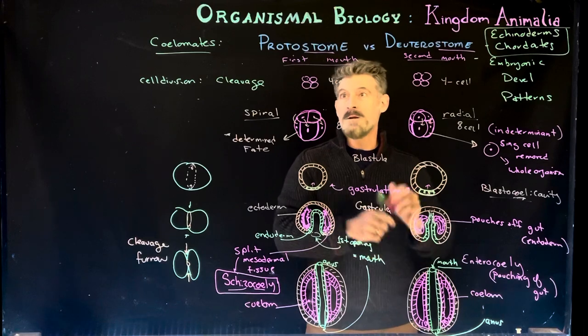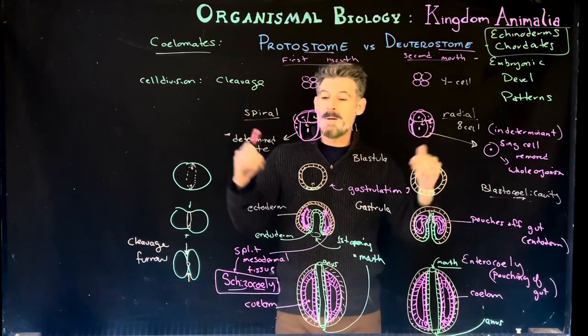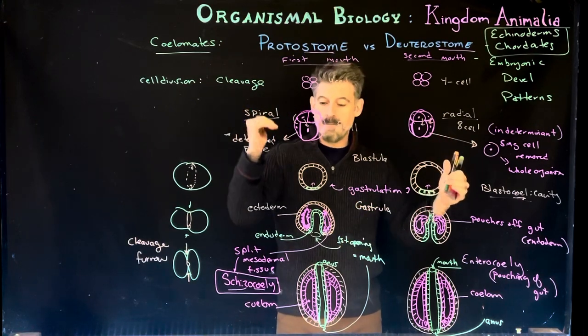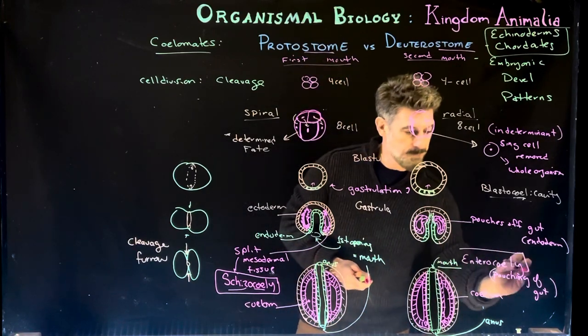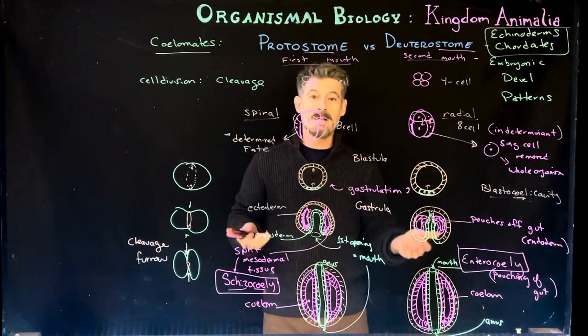So this is just what's the difference between a protostome and a deuterostome? Some of the terminology with spiral versus radial cleavage, schizocoely versus, how about here, enterocoely, and the fates of some of the tissues and of those openings.